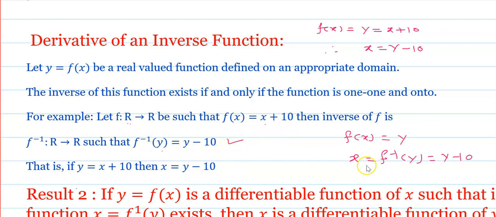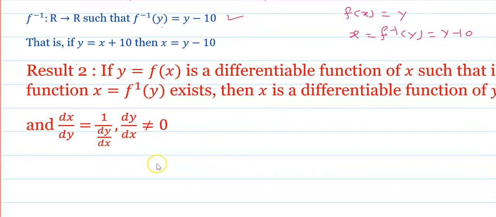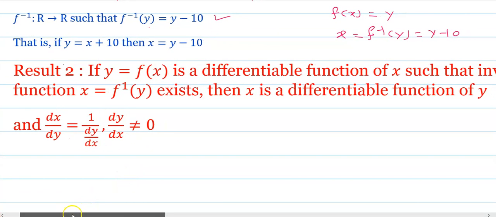You can find out the value of x in terms of y. Because f of x is equal to y. Here f of x is equal to y, but f of x is x plus 10. Then find the x, that is equal to y minus 10. Now see, this is the important theorem. It's a statement.